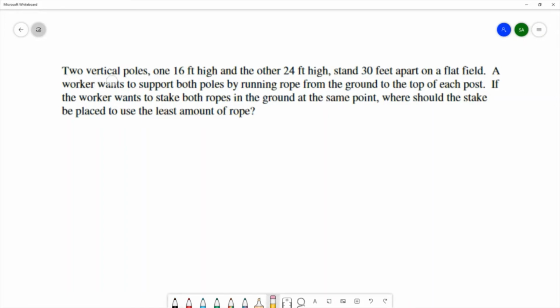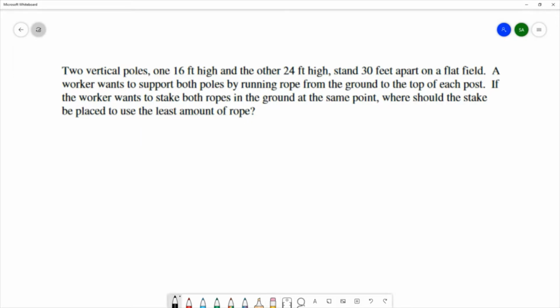Two vertical poles, one 16 feet high and the other 24 feet high, stand 30 feet apart on a flat field. A worker wants to support both poles by running a rope from the ground to the top of each post. If the worker wants to stake both sides of rope in the ground at the same point, where should the stake be placed to use the least amount of rope?